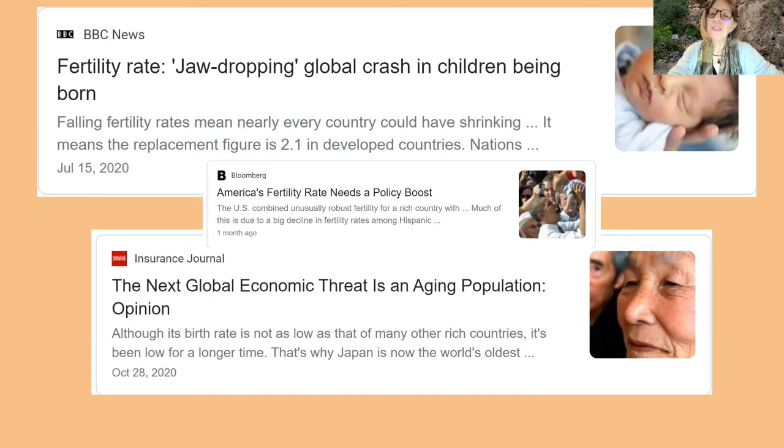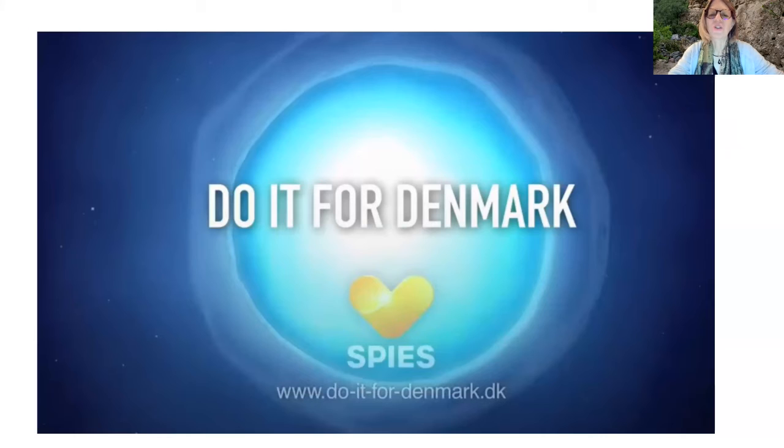So the overpopulation globally is not so much about the babies being born, it's about the fact that we're living so much longer, so there's so much more of us older folks.